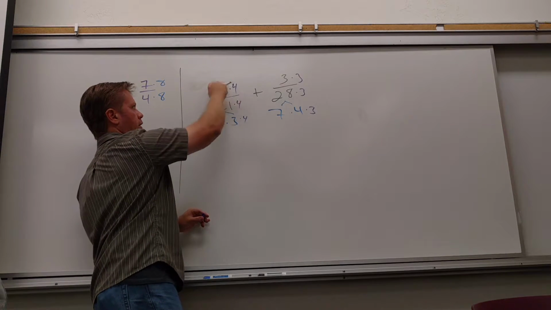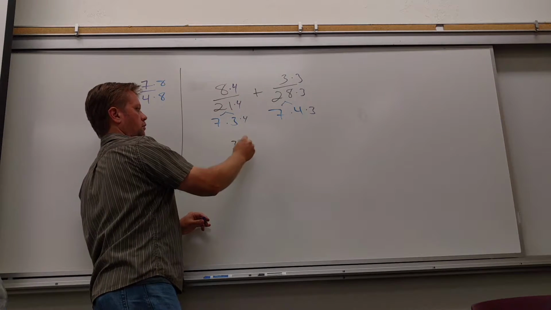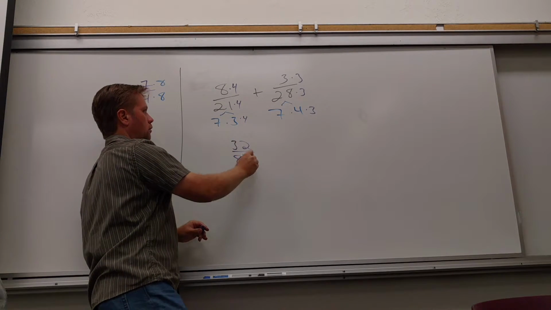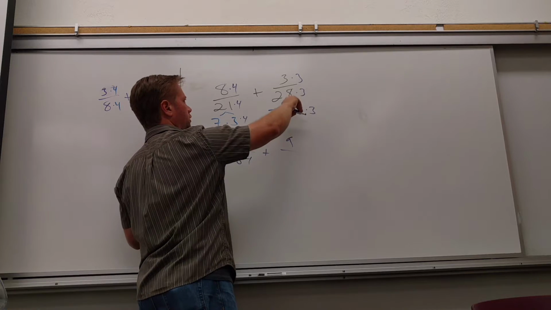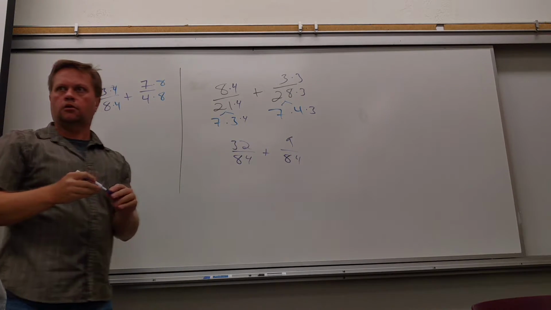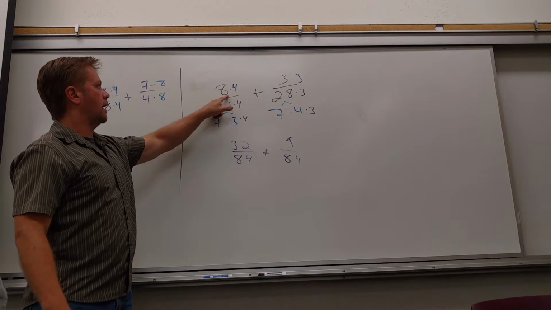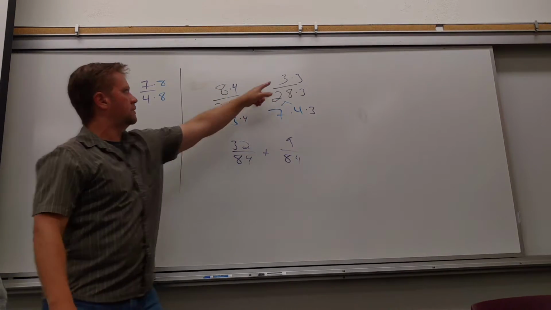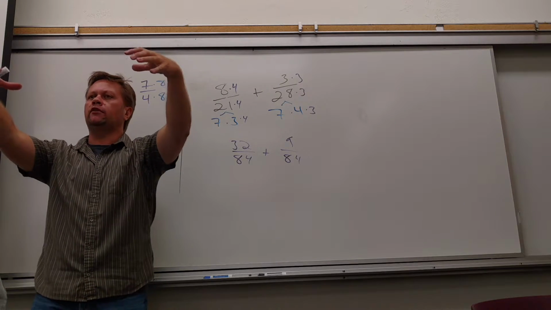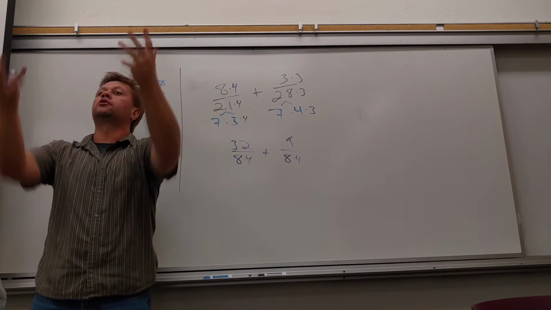So up here I get, what's 21 times 4? 84. 32 over 84 plus 9 over 84. So I didn't have to give this guy 28, and I didn't have to give this guy 21. They already had something in common. I can give them both something lower. I don't have to make my number so huge.